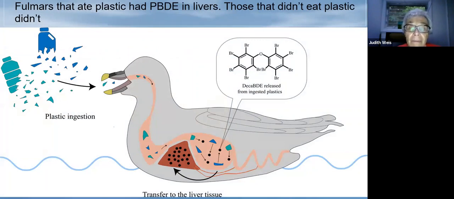They found, here's another case where it did get released in the digestive system of this bird. It's a fulmar, a bird, and those that ate plastic and eventually pooped it out had this chemical PBDE in their livers. And those that didn't eat plastic didn't have PBDE in their livers. So that's pretty clear evidence that this particular chemical does come off in the gut of this bird.